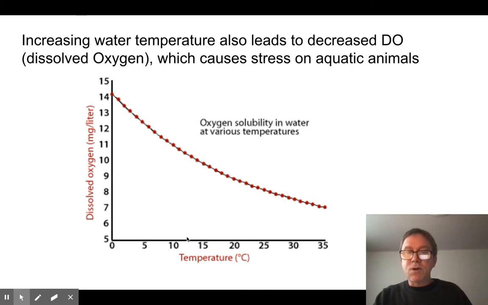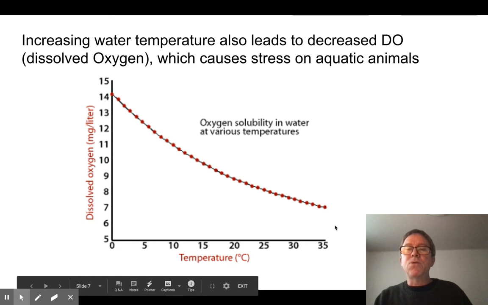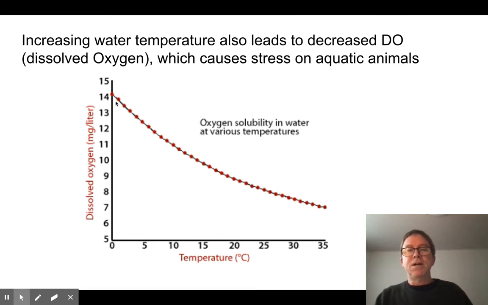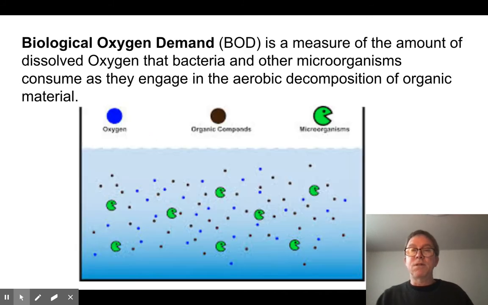And as the temperature of the water comes up, its ability to hold dissolved gases goes down. So we find that for dissolved oxygen, if I make the temperature go up, the amount of oxygen in the water goes significantly down, and this causes the stress and even death of aquatic organisms.